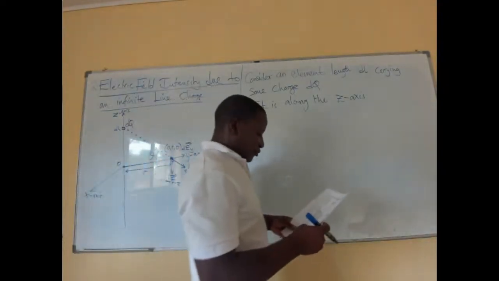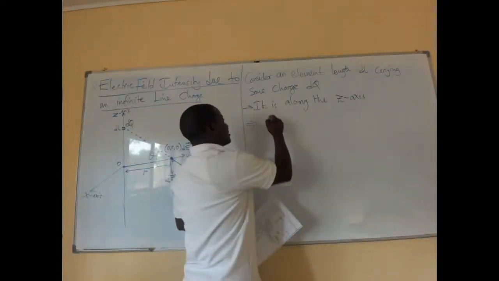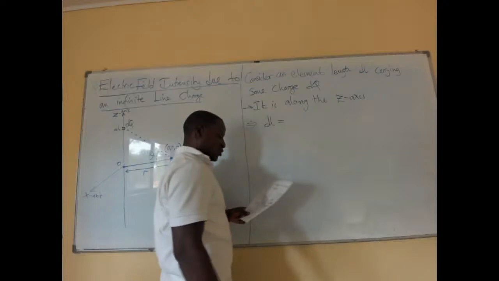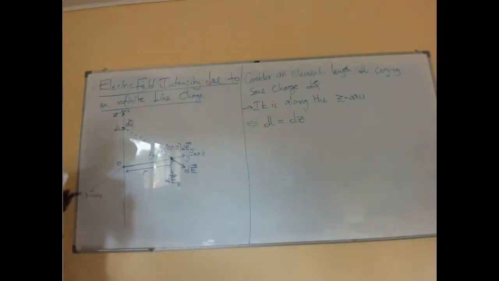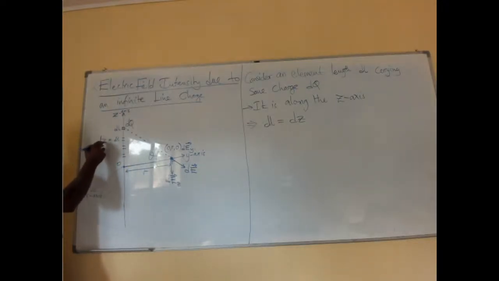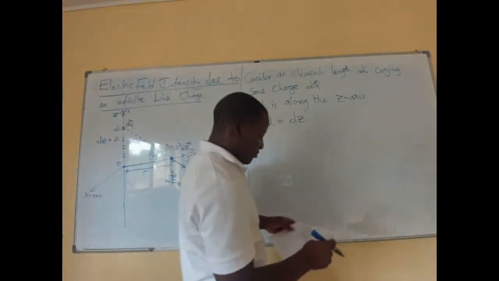So now this implies that dL must be equal to dz. In other words, if we pick small components here and cut them like that, we are calling them dL. Since it is along the z-axis, we can say this is just the same as the z. So we can either use the L or we can use the z, because it is along the z-axis. So we are able to cut those small pieces.